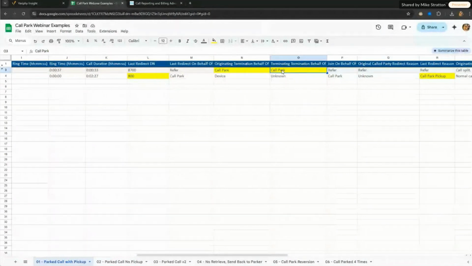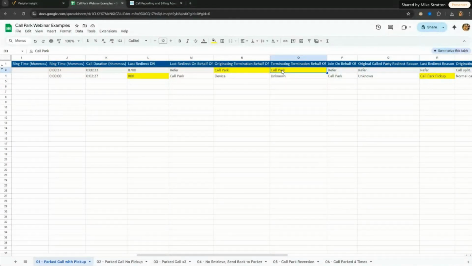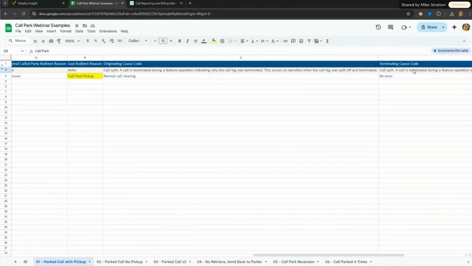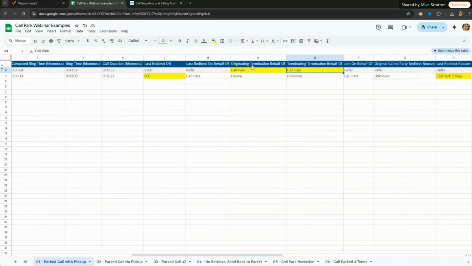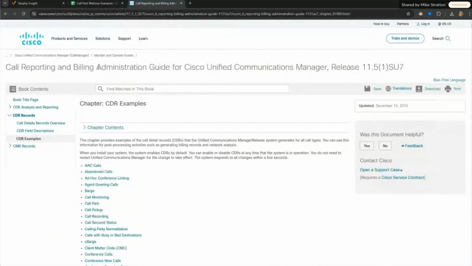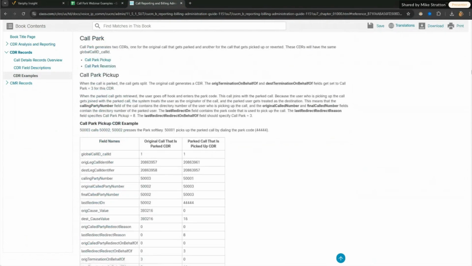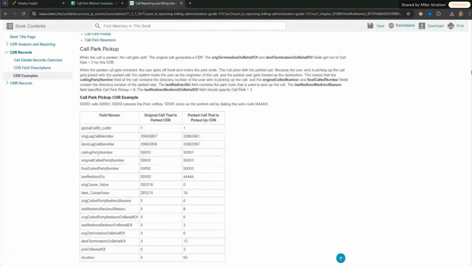So instead of looking at the cause codes, which I have down here and come up as call split because there's another call leg, it just says, hey, this record ended or terminated because of a call park. And if you really want to dive into this data, Cisco does have some call reporting and billing administration guide, and they have an entire page dedicated to CDR examples. So if you find call park, they go through and explain what to expect.